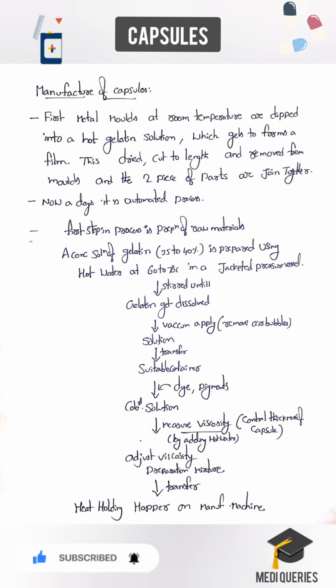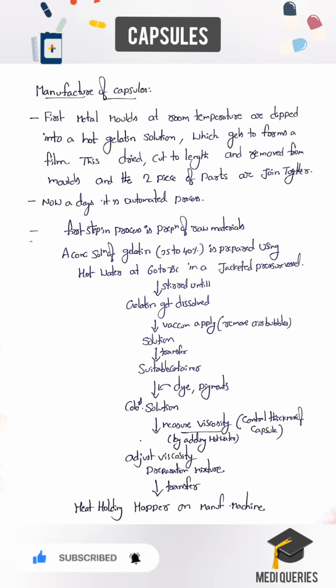Coming to the manufacturing of capsules, first metal molds at room temperature are dipped in a hot gelatin solution. So in the manufacturing process, first prepare a hot gelatin solution, which needs to be gelled to form a film. This is then dried, cut to length and removed from the molds, and then the two pieces are joined together to form a capsule. So this is the clear outline of the manufacturing process of a capsule, and nowadays it is an automatic process.